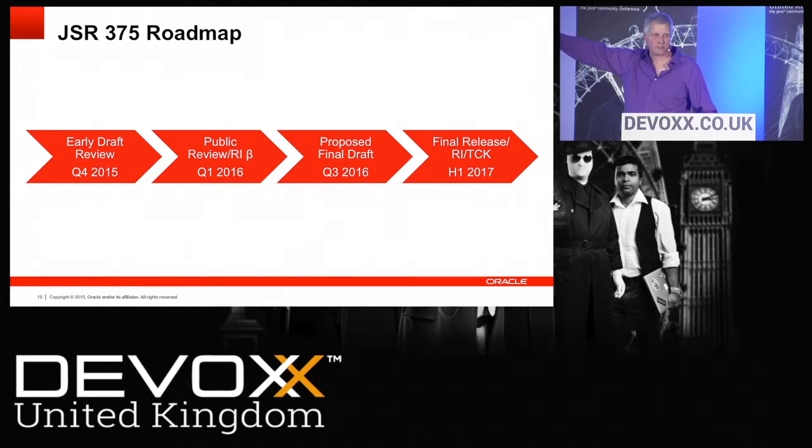At this point it has been pushed out a little bit to the first half of 2017. It seems like a long ways away, but I'm sure it's going to come quicker than I can expect. At that point, we'll have to have the final spec, the reference implementation completed, as well as the technology compatibility kit, which is the software that's sent out to the server implementers so that they can say, hey, if you pass this, then you're EE8 compliant. Okay.